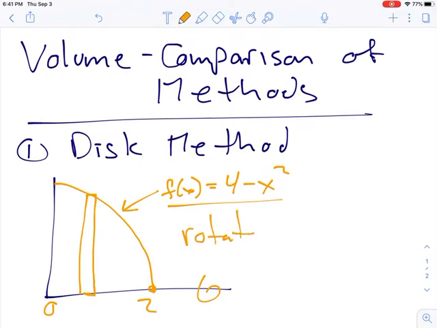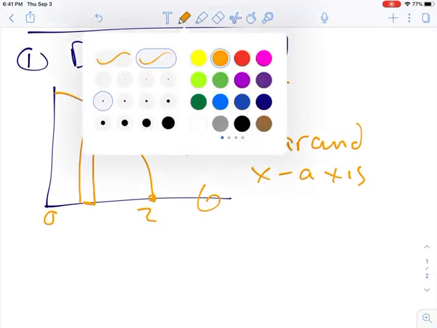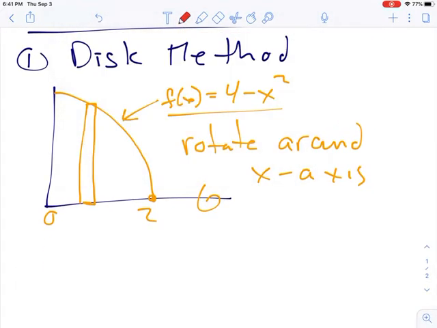Rotate around the x-axis. So to use the disk method, we have the basic formula. The volume is equal to the integral from a to b of pi times f of x squared dx, where f of x represents the radius of the disk.